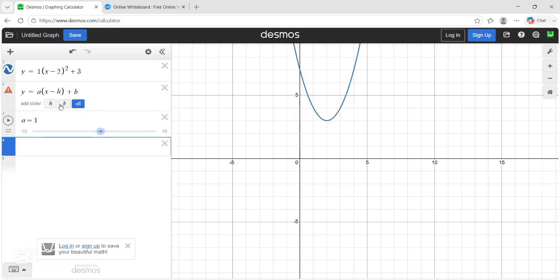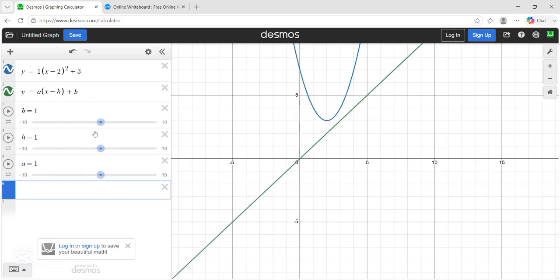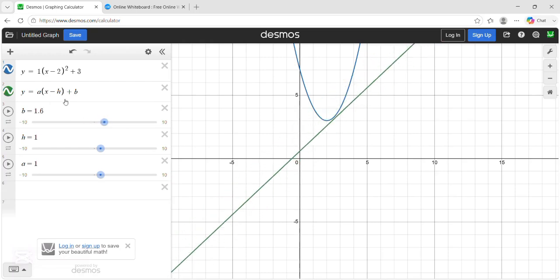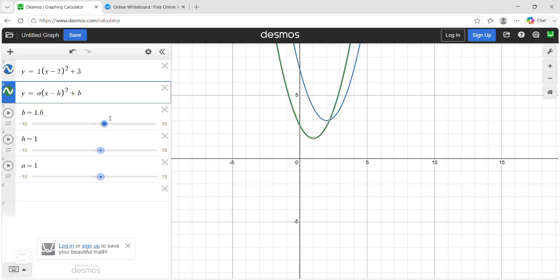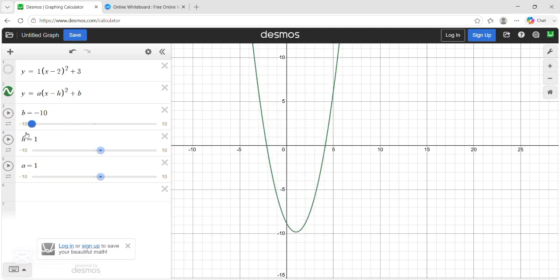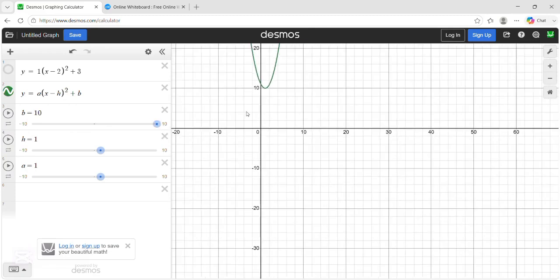Now let's take this for example. If we add some sliders to show you, let's take b, this constant, and this green parabola. You can see that if I make b less, the parabola goes down, and if I make it more, it goes up.